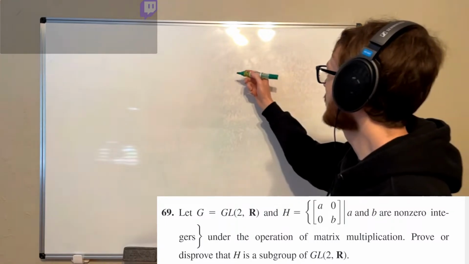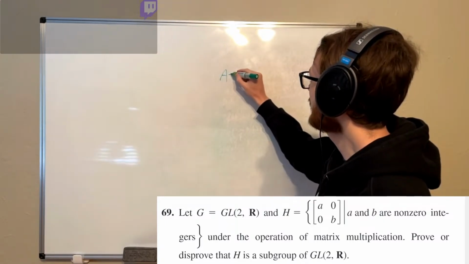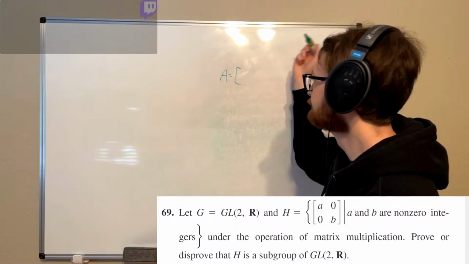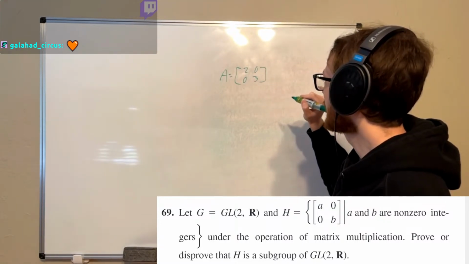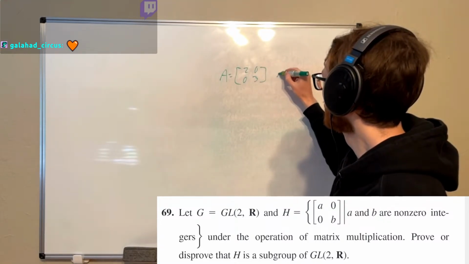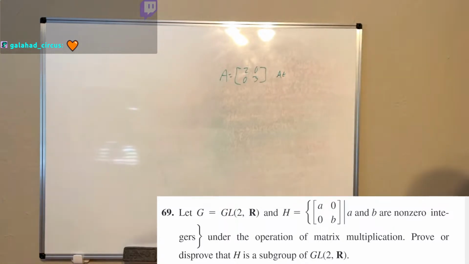All right, so let's say A is equal to 2003. A clearly, we're calling it H, right? Yeah.